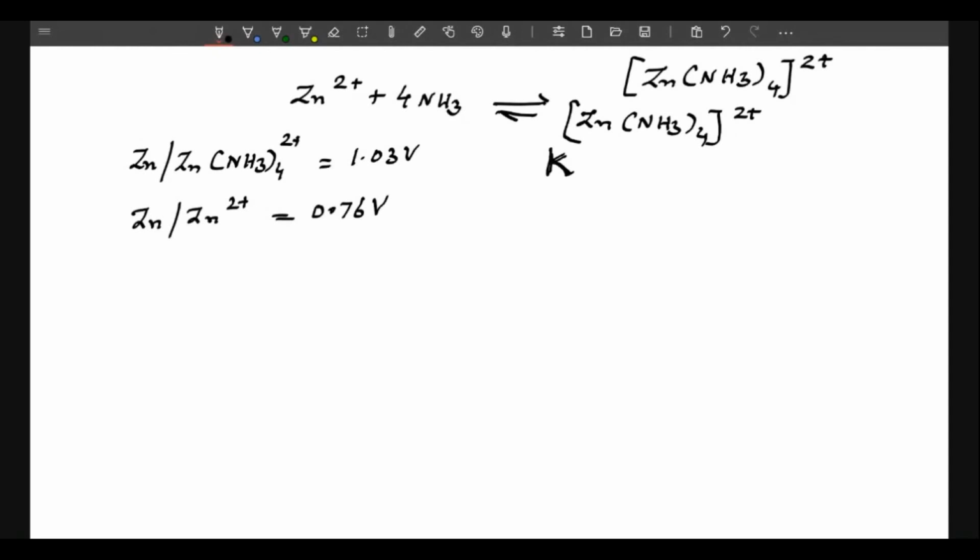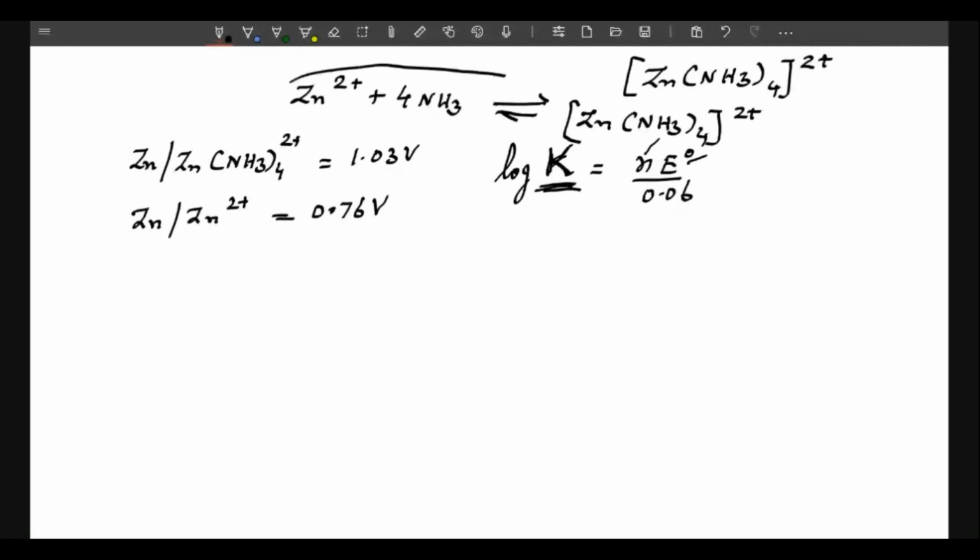If you want to know the K value, log K is equal to nE naught by 0.06. Here, the number of electrons involved in the process you should know, and E naught should be calculated. Then the equilibrium constant can be calculated. Equilibrium constant is nothing but the stability constant.